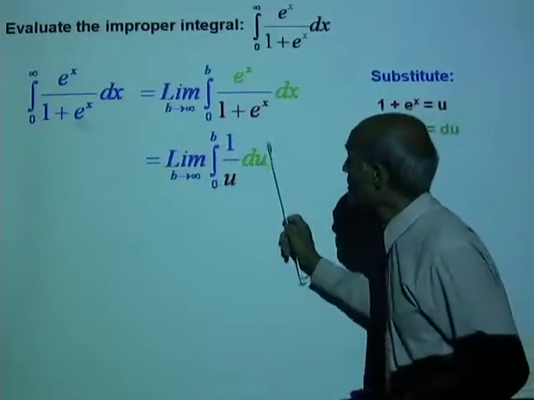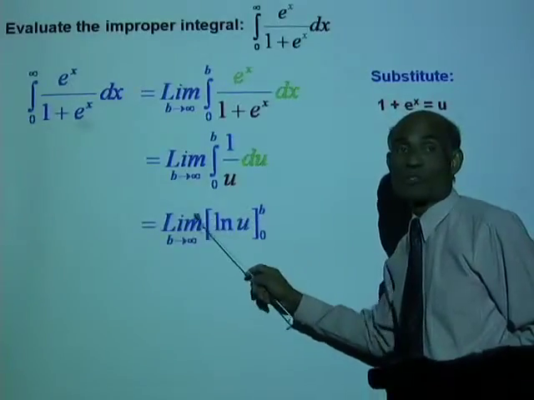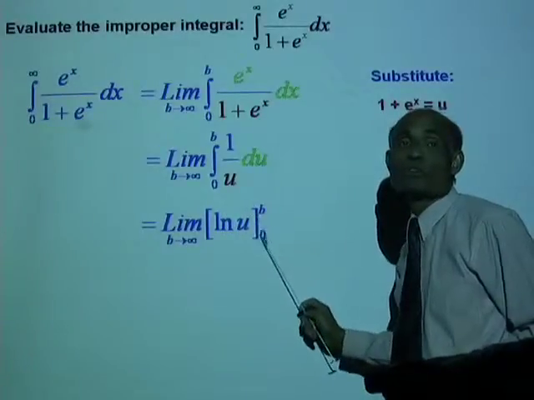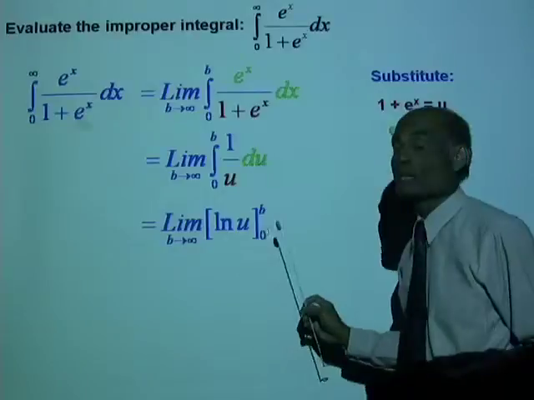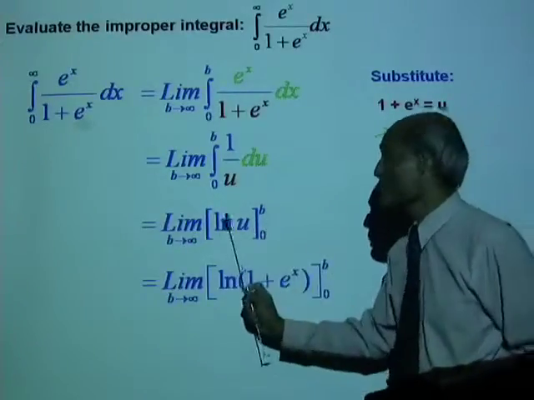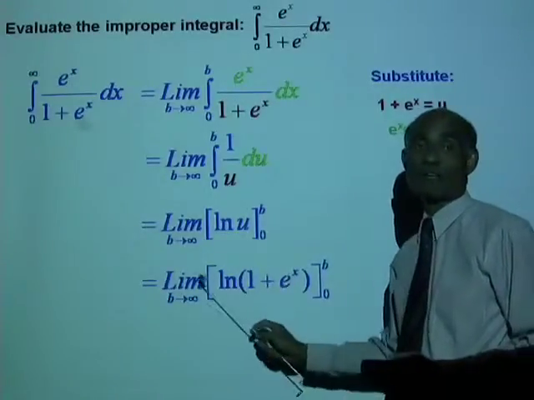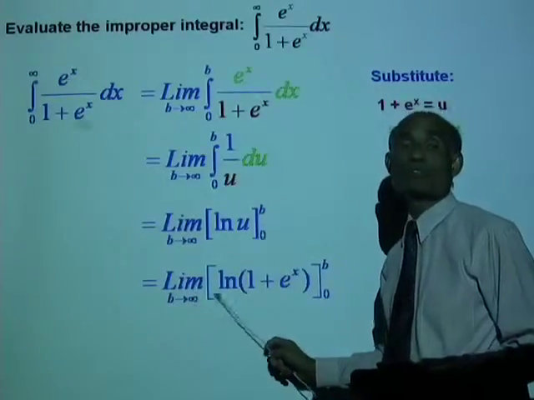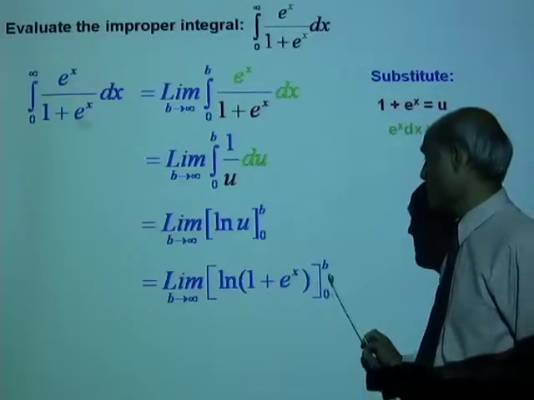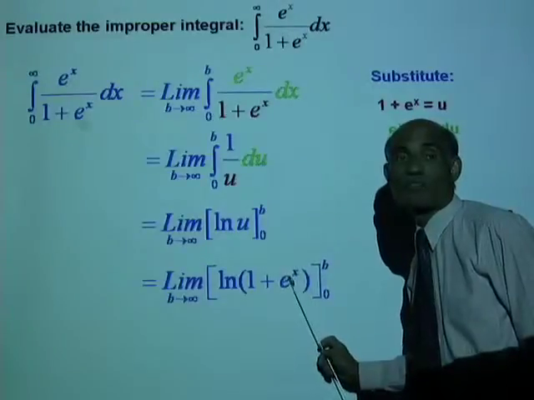Alright, now integral 1 over u du is ln of u. So that will be limit b goes to infinity, ln u, and the limit goes from 0 to b. Remember, the limit goes from 0 to b for x. So we first of all replace u by 1 plus e to the power of x. So that will be limit b goes to infinity, ln of 1 plus e to the power of x from 0 to infinity.